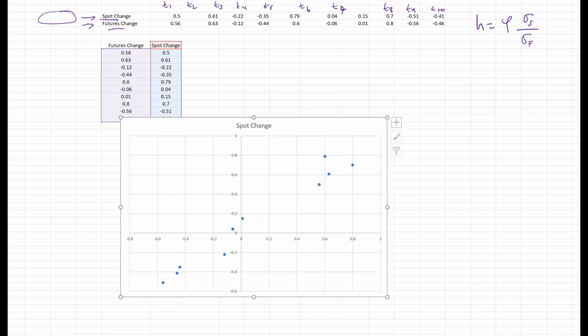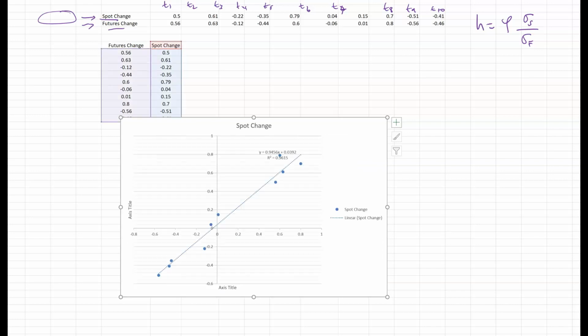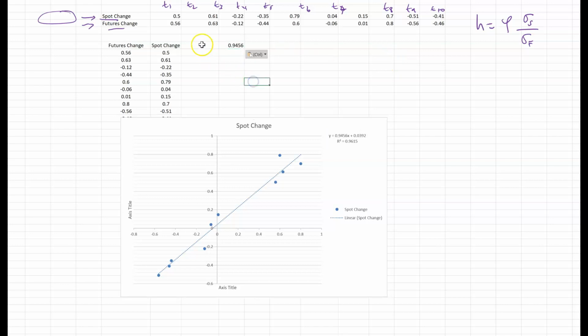Now, what is the equation of this line, that regression line? If we plot that, that regression line is going to give us something like this. And we said in that case that the hedge ratio was this value, 0.9456. That would be our hedge ratio, because in this case that would be the beta of our security.